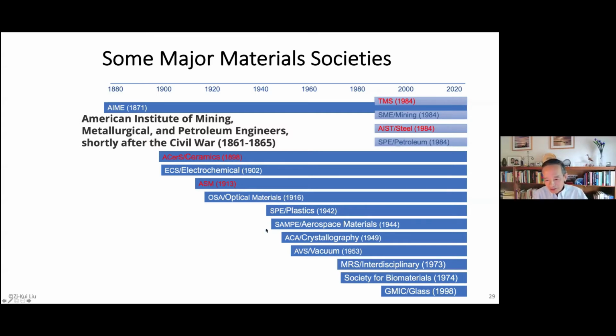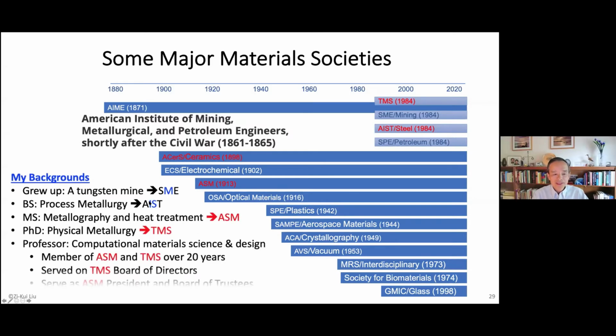There are many other societies, too. Because we have students here, I want to talk about my experience. I grew up in a tungsten mine, so you could say mining. Then my bachelor's degree was on process metallurgy, iron and steel making, so that's AIST. My master's degree was on metallography and heat treatment, which is what ASM is about. Heat treatment is one of the largest components of ASM. Then I got my PhD in physical metallurgy, which is what TMS is mostly about.